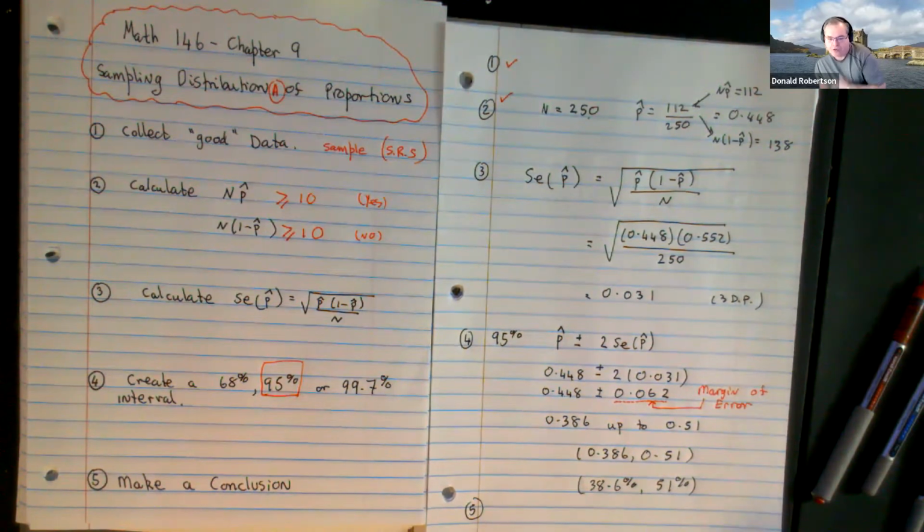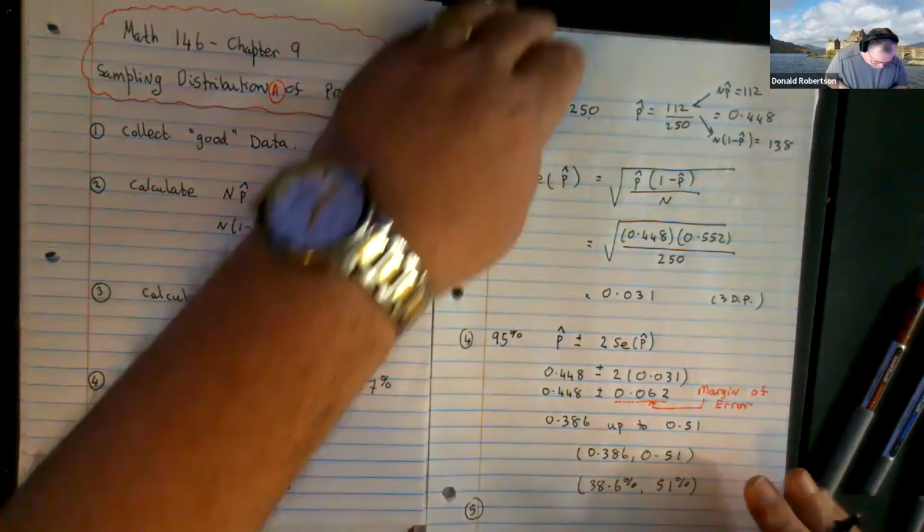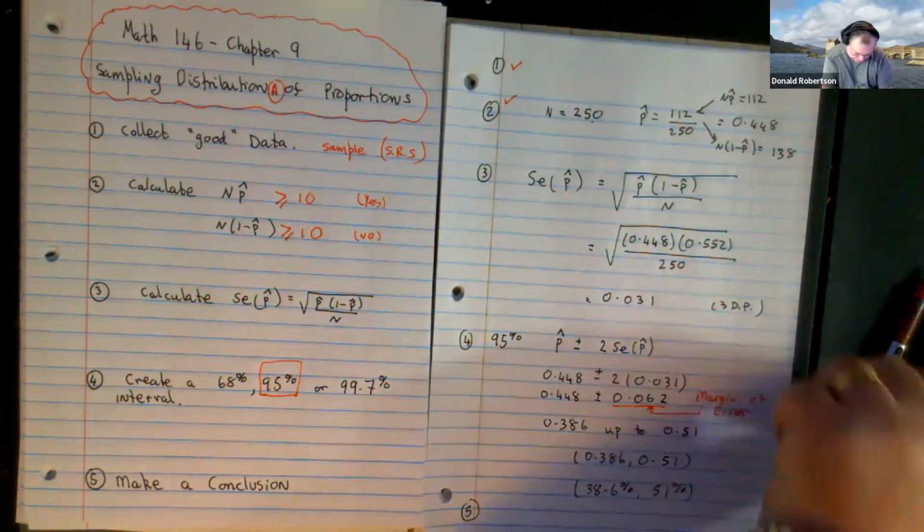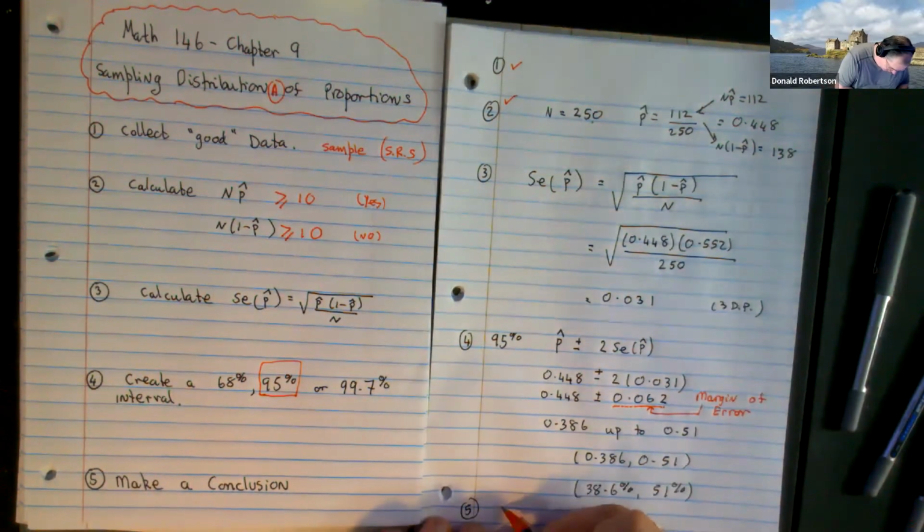So the conclusion depends on what you were being asked. So for instance, suppose you were told that it was believed that the percentage of students who watch or play American football was 30%. So suppose you're going to compare it to 30%.